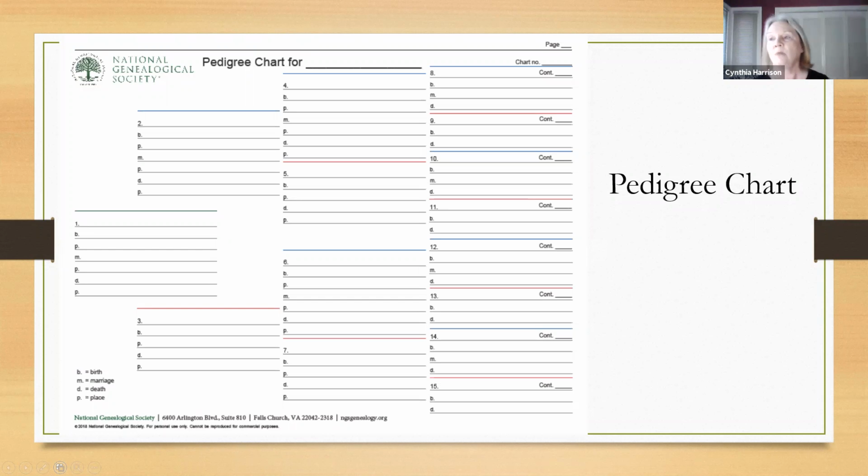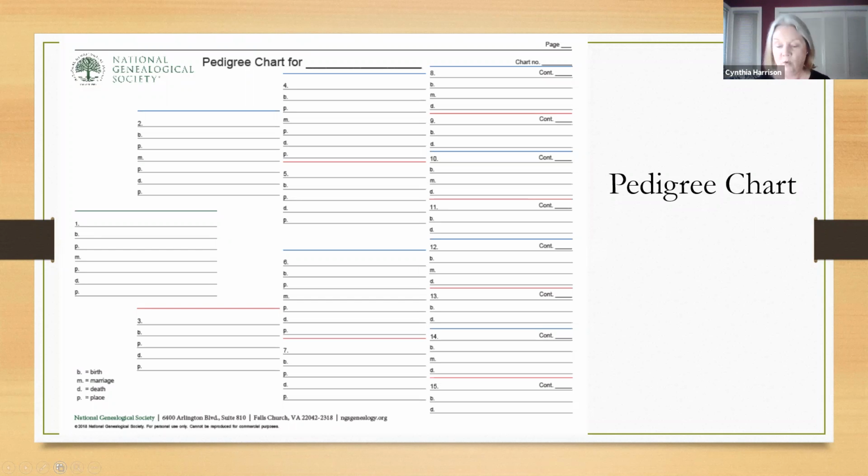Then you have 8 and 9, which would be your father's father's parents, and 10 and 11 would be your father's mother's parents. 12 and 13 would be your mother's father's parents, and 14 and 15 would be your mother's mother's parents. So this gives you a general flow from one generation to the other of what information you may have. Now, sometimes the pedigree chart is kind of a shortfall because it doesn't list your siblings, and it doesn't list your spouse, and it doesn't list your children.